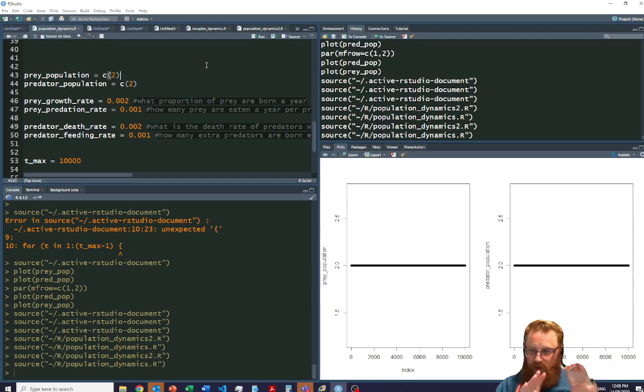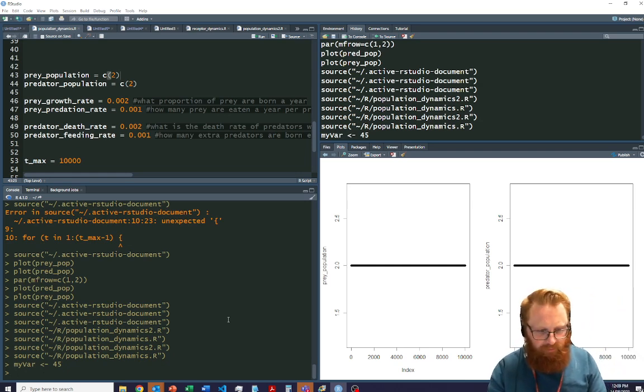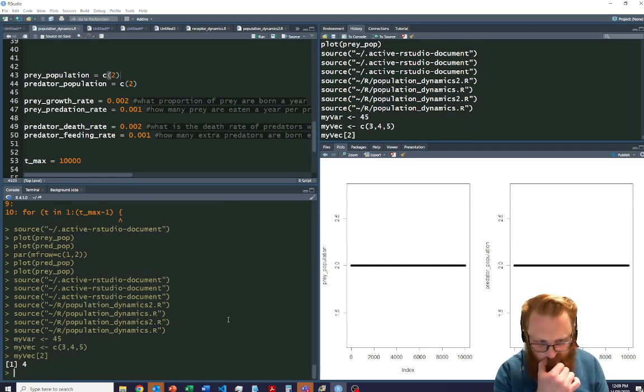We have learned in the course of this module basic R syntax. We know how we create a variable. We say my var, this, 45. We've made a variable. We know how to make vectors, right? So we can say my vec, c(3, 4, 5). All right, good. And we can access them by my vec[2]. Gets us 4, the second element.